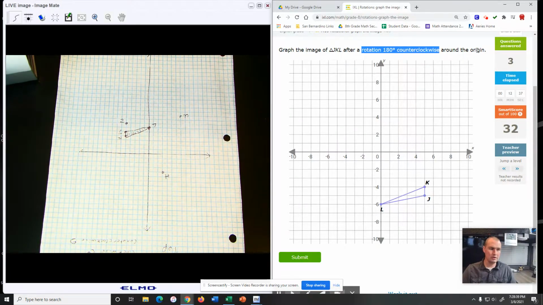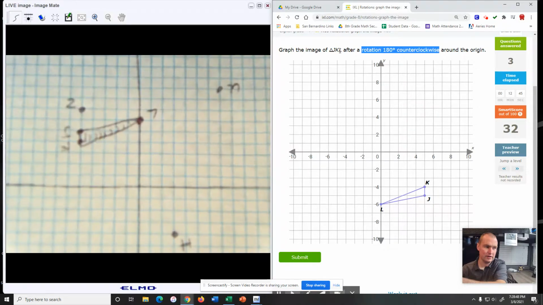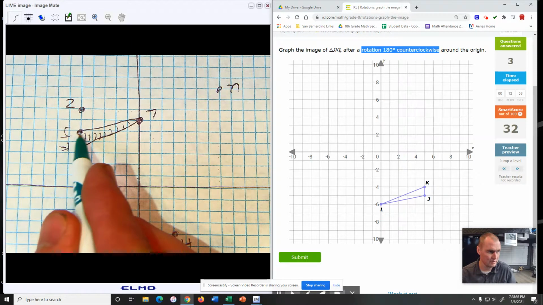All right, so what I'm going to do is I'm going to go in the same order as the IXL. So I'm going to go to JKL. And we're going to zoom in just so you can see it right there, okay? Notice it is upside down, but the points are still in the correct location. So J is up here. Again, it's upside down, but that's where the point needs to be.